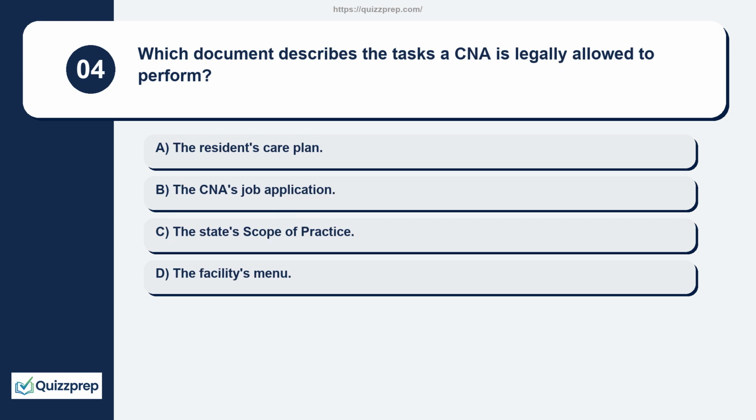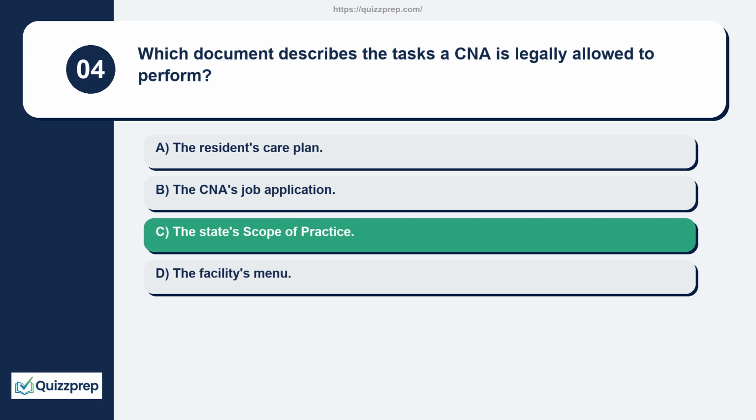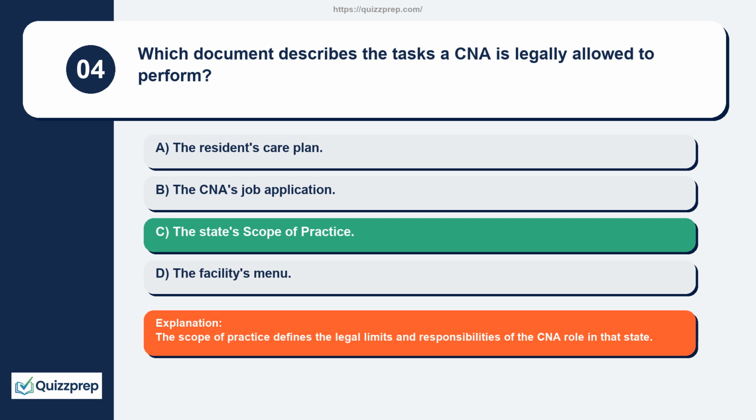Question 4. Which document describes the tasks a CNA is legally allowed to perform? The resident's care plan. The CNA's job application. The state's scope of practice. The facility's menu. The scope of practice defines the legal limits and responsibilities of the CNA role in that state.